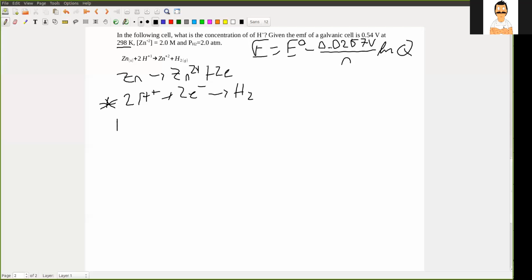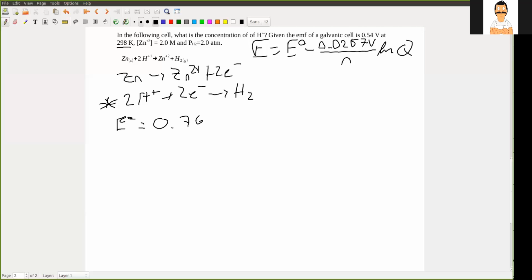So our E cell at standard state is easy to calculate. It's just minus whatever the zinc standard reduction potential is. So it would be negative that, which means that the whole thing is positive 0.76, because Zn2+ plus 2 electrons yields zinc solid has a standard reduction potential of negative 0.76, but that's the anode, so we're minus the anode. It's cathode minus anode, so you just change the sign on it.